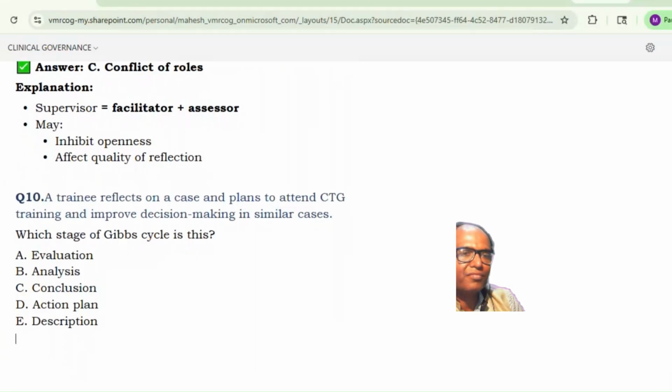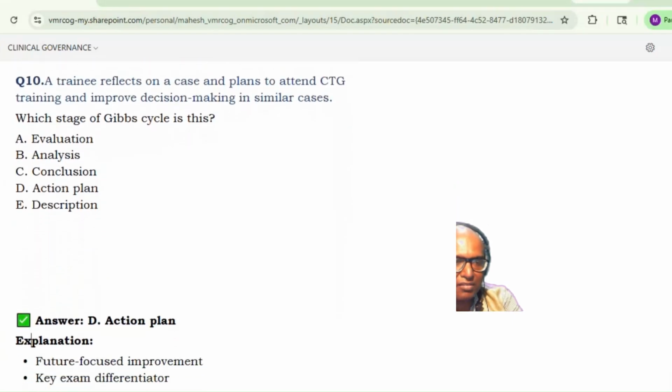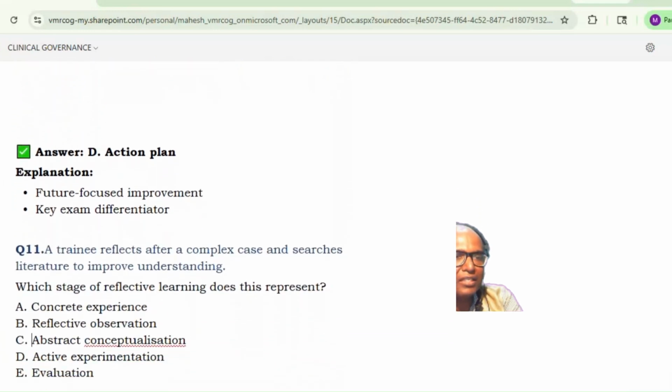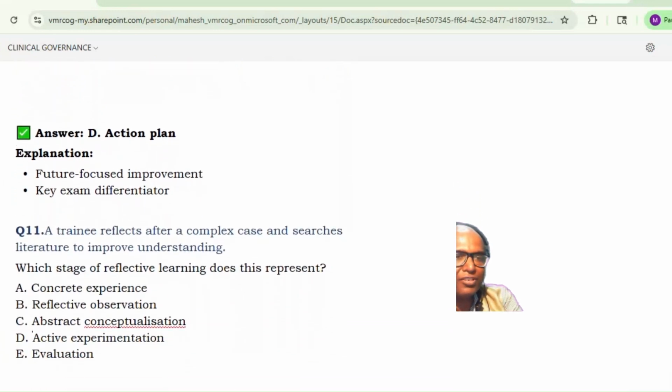Next. A trainee reflects on a case and plans to attend CTG training and improve decision making in similar cases. Which stage of Gibbs cycle is this? A. Evaluation. B. Analysis. C. Conclusion. D. Action plan. E. Description. It is D, action plan. Yes, he has formed the plan. Okay, future focus and improvement, a key exam differentiator.